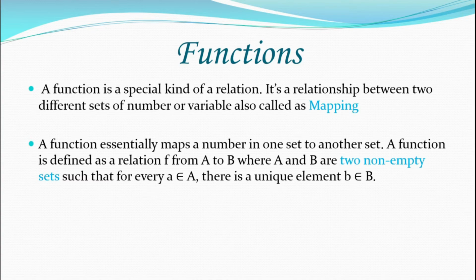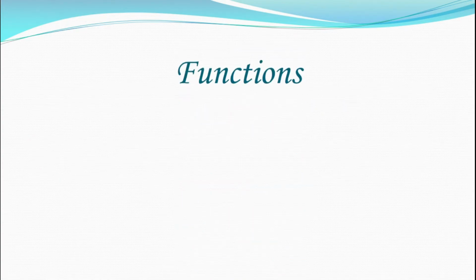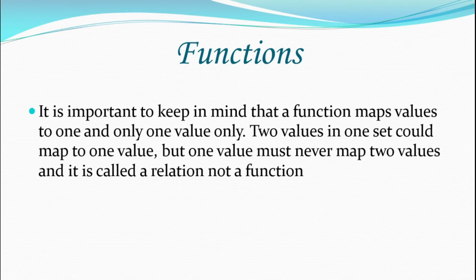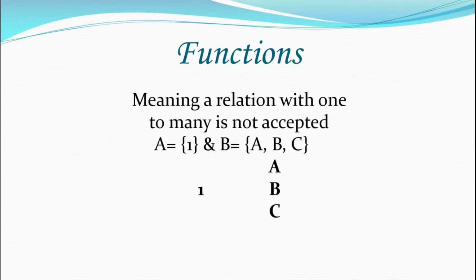A function is defined as a relationship f from A to B, where A and B are two non-empty sets, such that for every element of A, there is a unique element of B. It is important to keep in mind that a function maps a value to 1 and only 1 value. Two values in one set can map to one value, but one value must never map to two values, because that is called a relation, not a function. Meaning a one-to-many relation is not accepted.